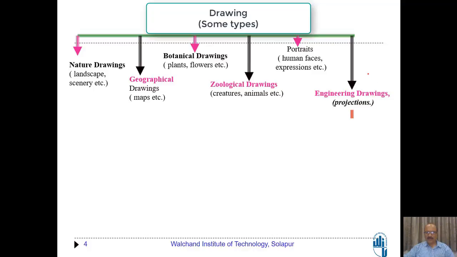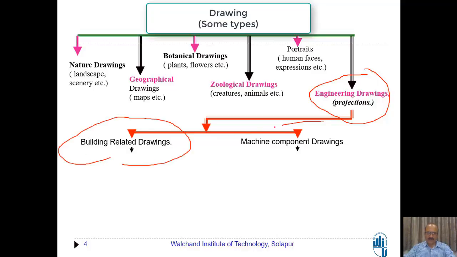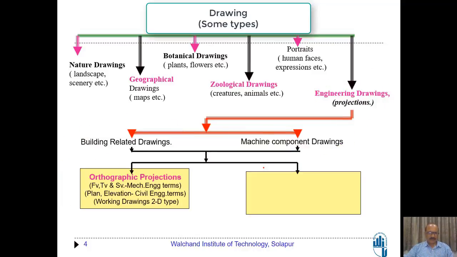As we are going to be particular about engineering drawing projections, here we are going with building drawings, related to the civil engineering department, and machine component drawings, related to the mechanical engineering department. In detail, we are going with orthographic projection as well as isometric projection in the coming days.